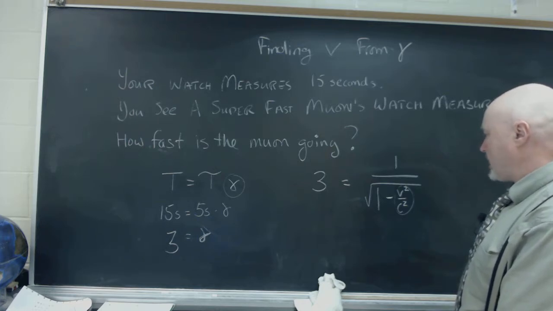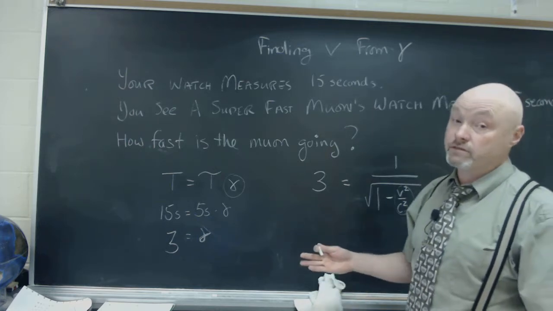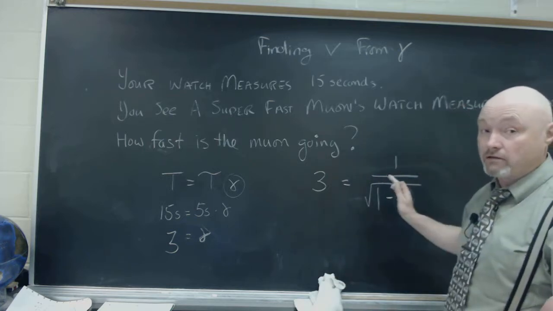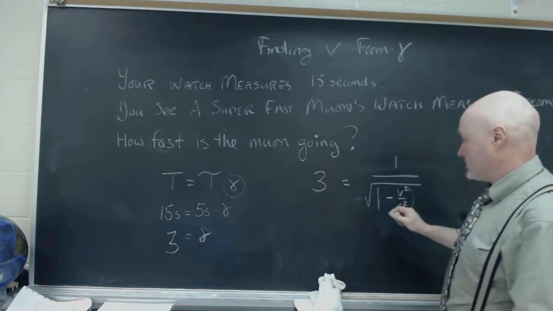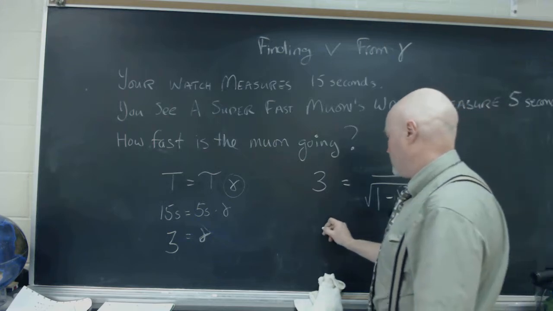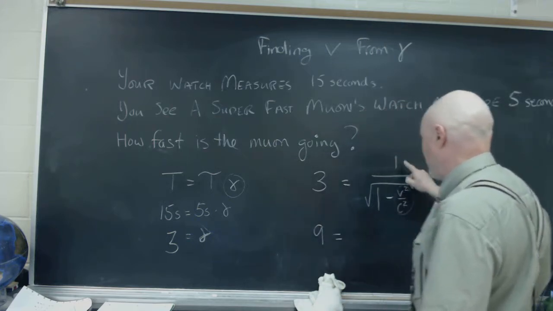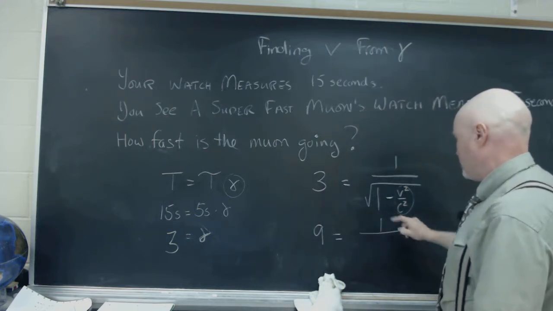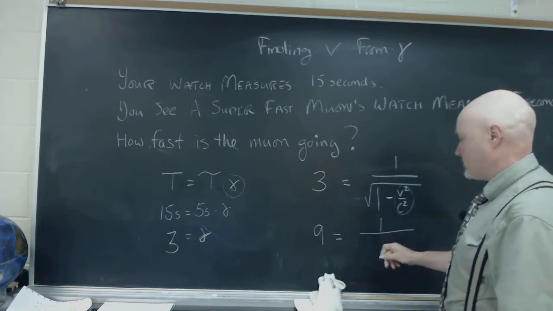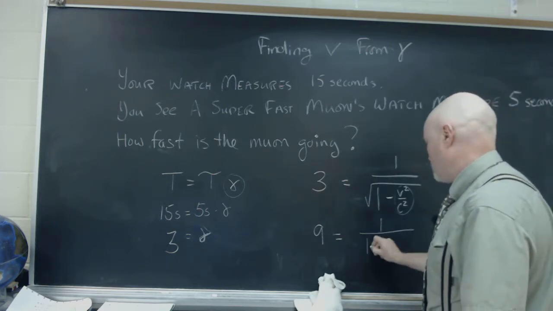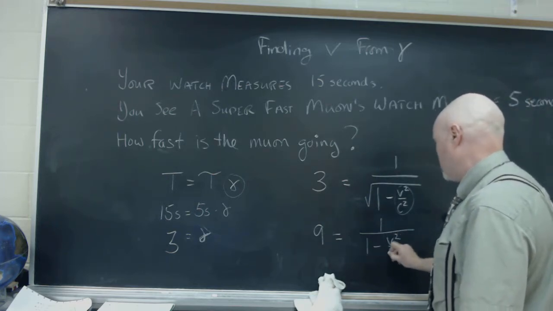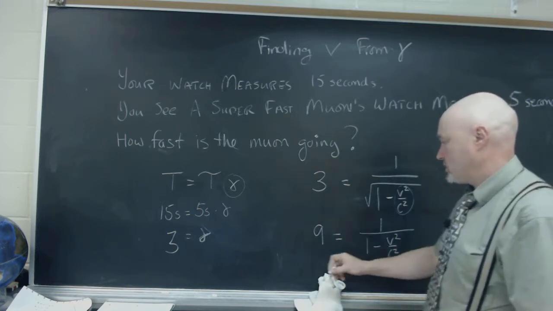I am going to say let's square both sides to start with so that we can get rid of this radical sign, because I think it's going to be easy. So 3 squared is 9, and 1 squared is 1, and the square root of 1 minus v squared over c squared squared is 1 minus v squared over c squared. Okay, so I've squared both sides.